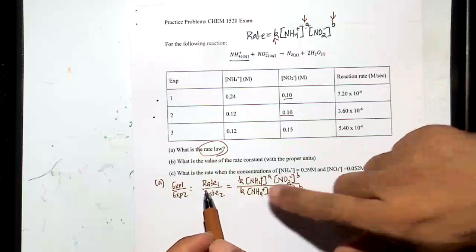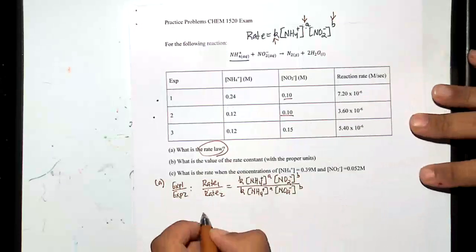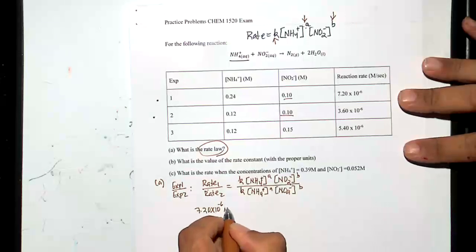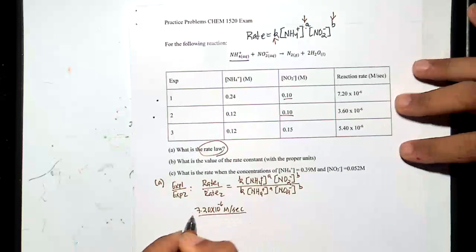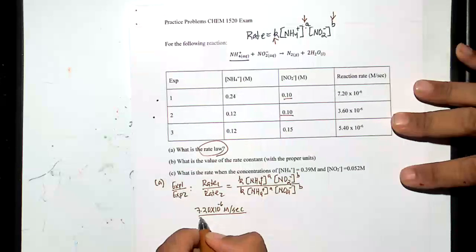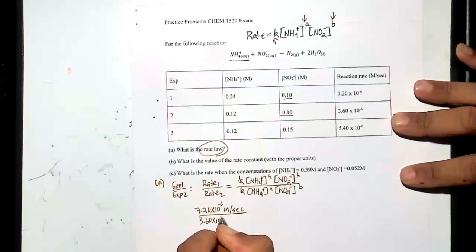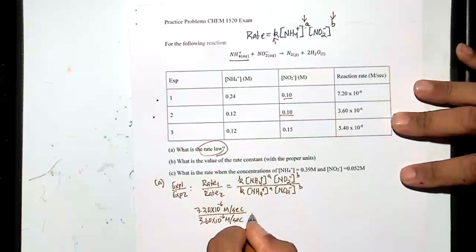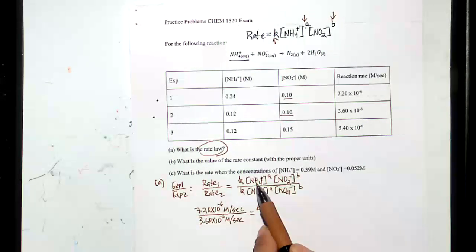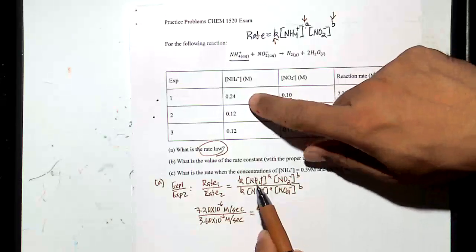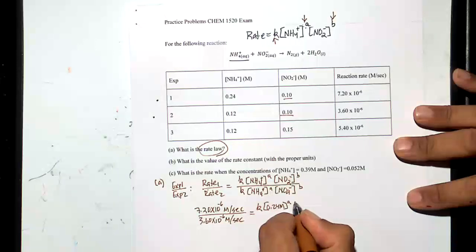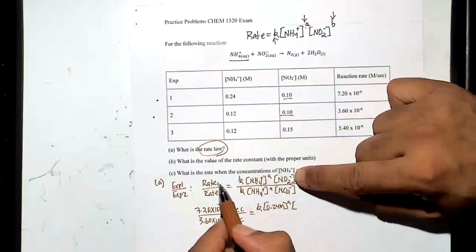All right, let's put in some numbers here. What do you guys have for rate 1? 7.20 times 10 to the minus 6 molar per second. I'm just plugging in values now. Rate 2 will be 3.60 times 10 to the minus 6 molar per second, equals k. Let's plug in the NH4 plus for rate 1. Are you getting 0.24 to the power of a? What about NO2 minus?